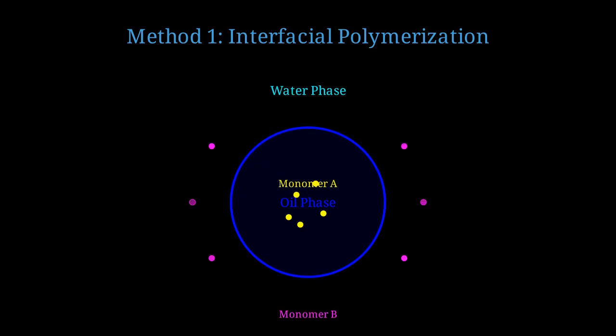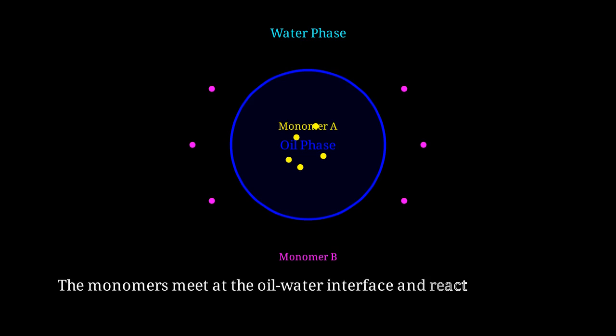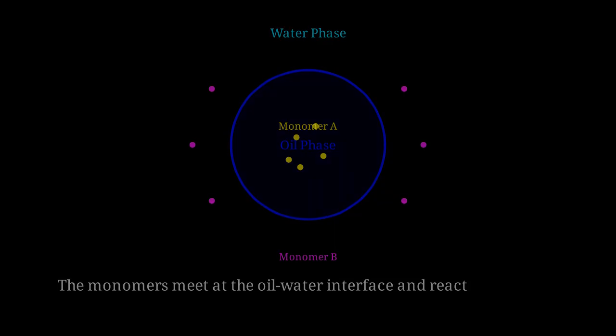Imagine an oil droplet suspended in water. Monomer A is dissolved in the oil phase inside the droplet. Monomer B is dissolved in the surrounding water phase. When these two monomers meet at the oil-water interface, they undergo a rapid polymerization reaction, forming a thin polymer membrane right at the droplet surface. A classic example is the formation of polyamide or polyurea shells.